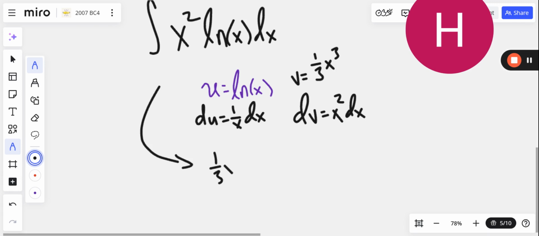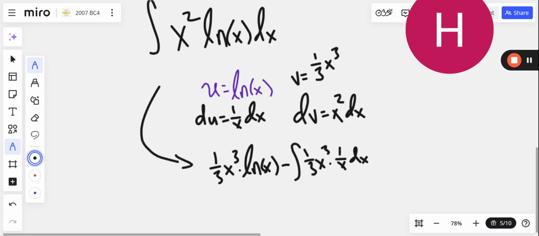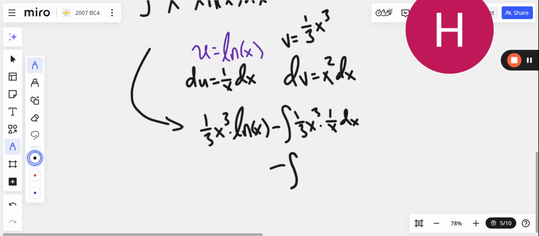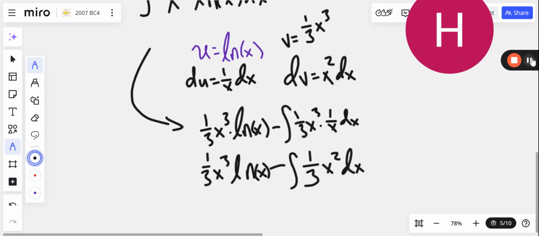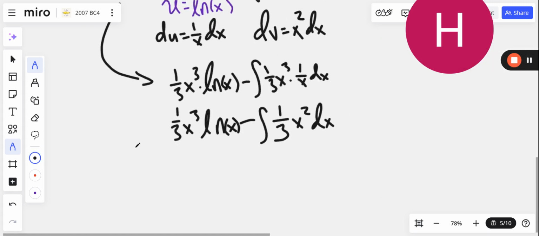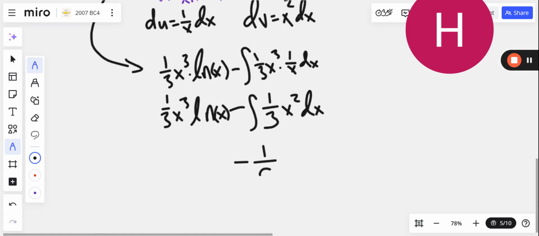It's going to give us 1/3 x cubed ln of x minus integral of v du. It's 1/3 x cubed times 1 over x dx. This will simplify as 1/3 x squared dx. And this part we can take an antiderivative of. This is a super easy antiderivative. This is just going to be, due to the power rule, 1 over 9x cubed.